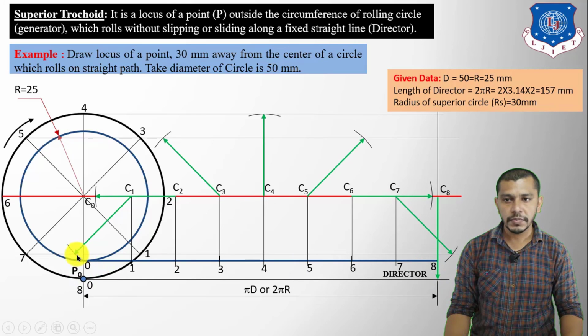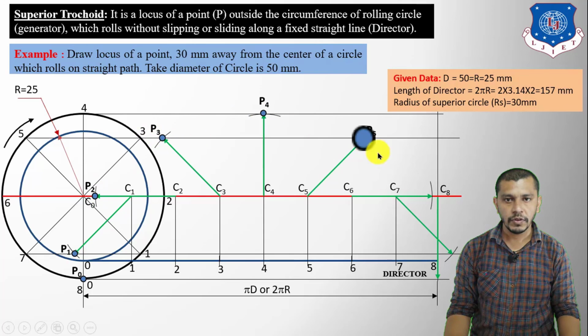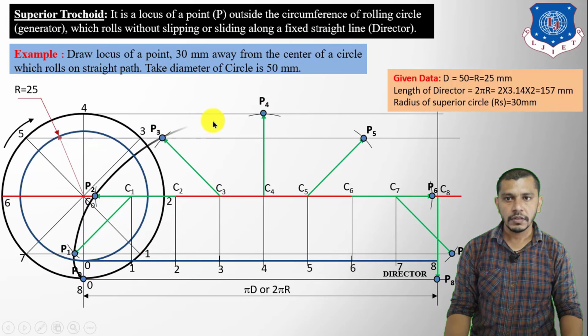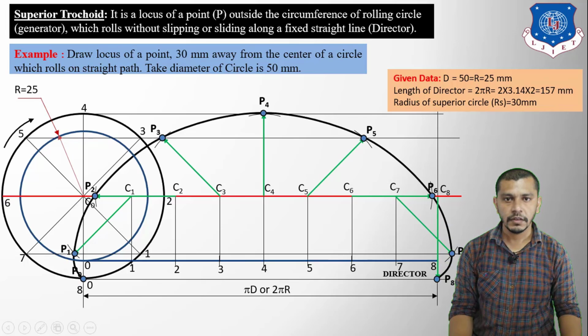Now mark these points P0, P1, P2, P3, P4, P5, P6, P7 and P8, and draw the freehand curve passing through these points. This curve is known as the superior trochoid.